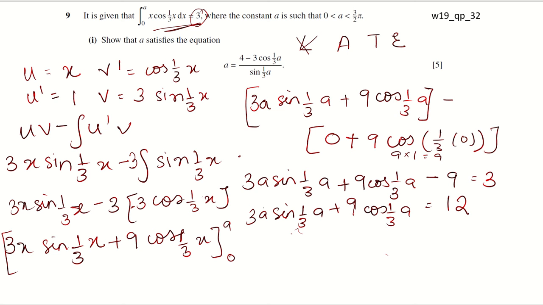Okay, so now you can factorize it. So 3a sine 1 by 3a plus 3 cos 1 by 3a equals 12. Okay, I don't have space, so I will write it on a new page.